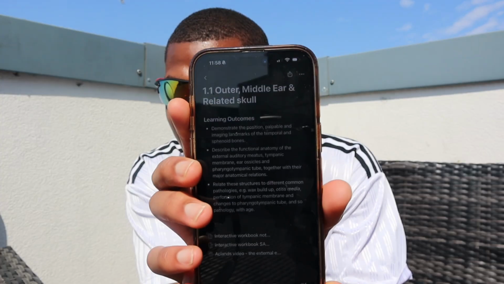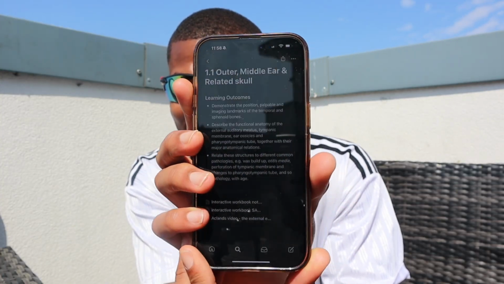So we're learning about the outer and middle ear and the related structures. You probably can't see that. One of the learning outcomes is to demonstrate the position, palpable and imaging landmarks of the temporal and sphenoid bones. Another one is to describe the functional anatomy of the external auditory meatus, tympanic membrane, ear ossicles, and the pharyngotympanic tube. That was a mouthful. I had to take my shades off for that.